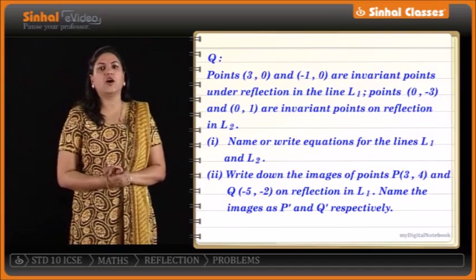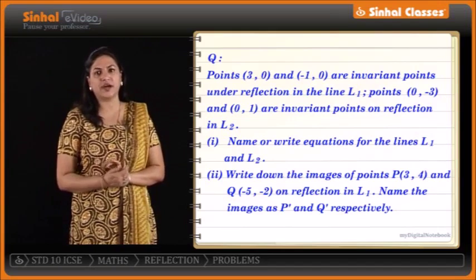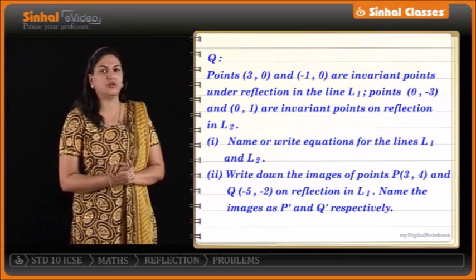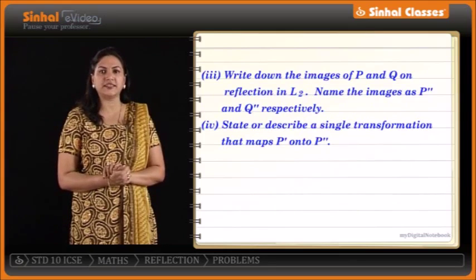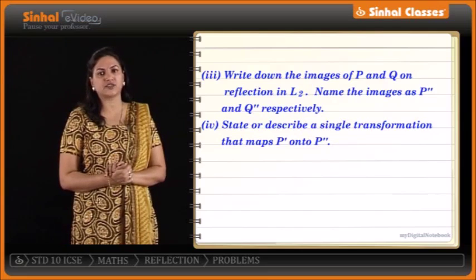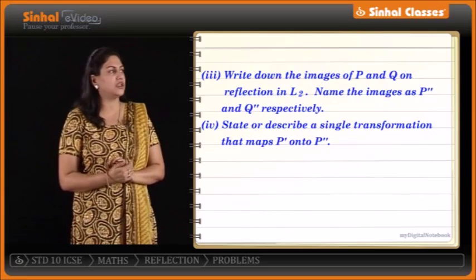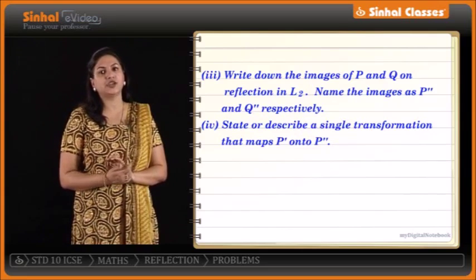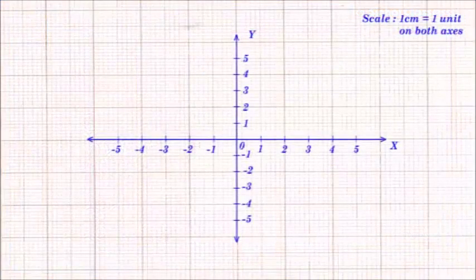Write down the images of the points P and Q when reflected in the line L1 as P dash and Q dash respectively. Also, write down the images of P and Q when reflected in the line L2 as P double dash and Q double dash respectively. State or describe a single transformation that maps P dash onto P double dash. Now in this also we will draw on the graph sheet. Now let's use a graph sheet for this.